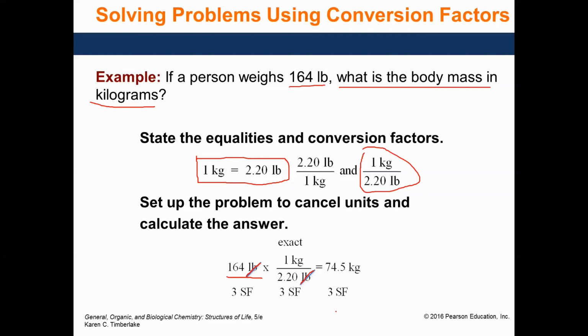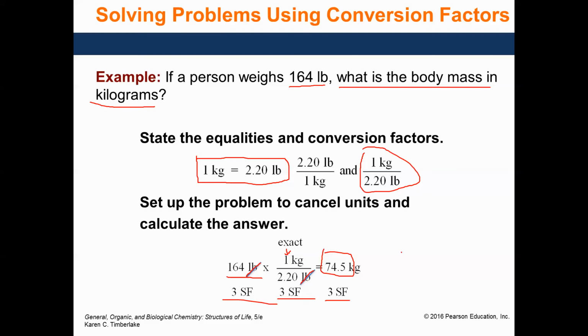If we punch this into our calculator, it'd be 164 times 1 divided by 2.20, which would give us 74.5 kilograms. The 1 kilogram here is going to be exact, but these other values are known to 3 sig figs. This is in two different measurement systems, so this is not exact, this 2.20, that's measured. So 3 sig figs, and therefore our answer can have 3 sig figs. And so there is our final answer.